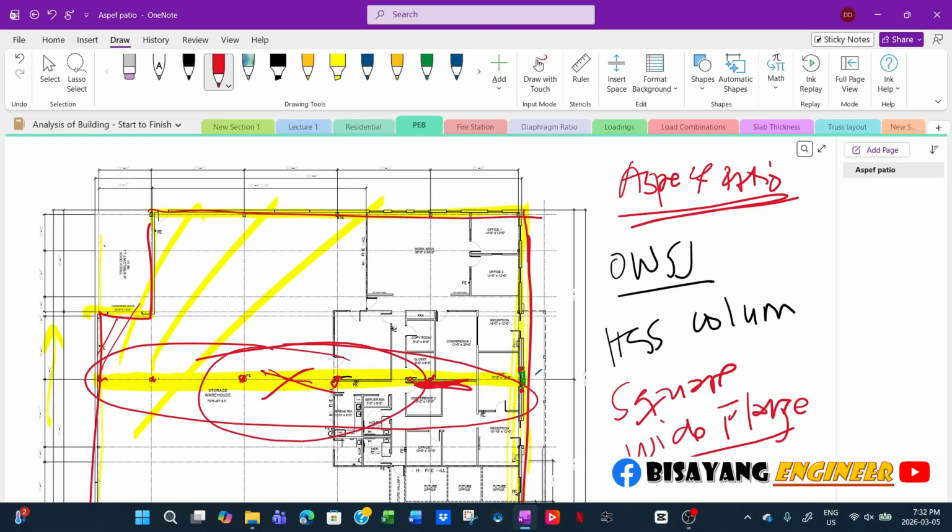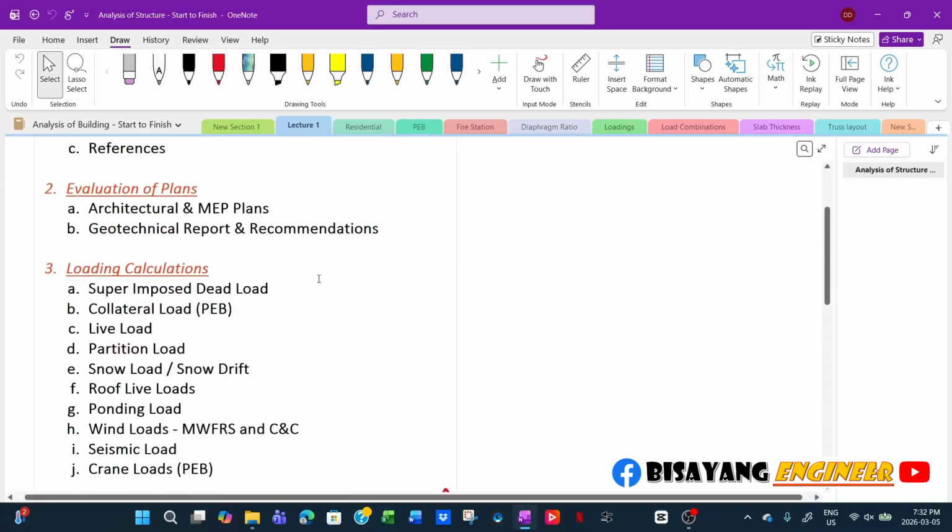I already discussed this on a separate video. It was a reaction video regarding metal deck, but in this particular series, we will also discuss how to analyze metal deck, how to size metal decking, and how to size open rib steel joist. So we will discuss that once we touch this topic here.